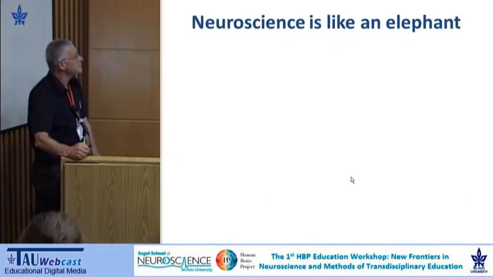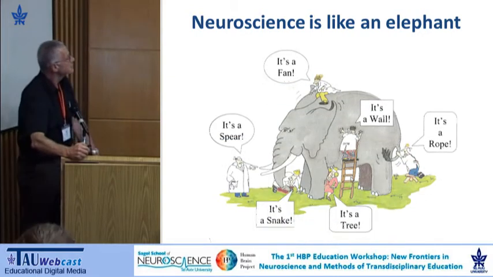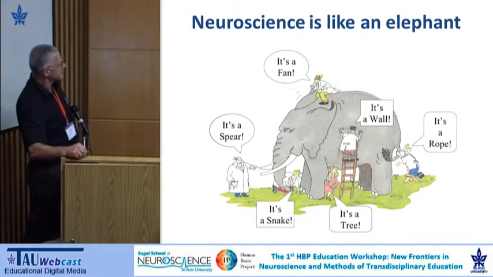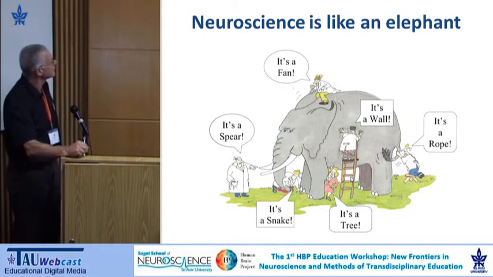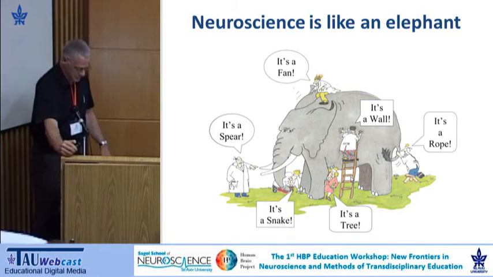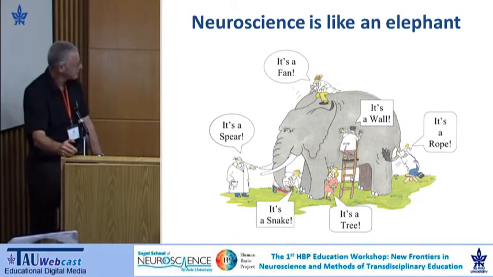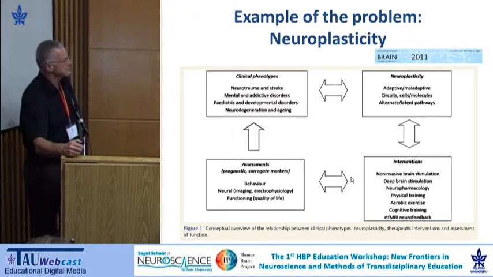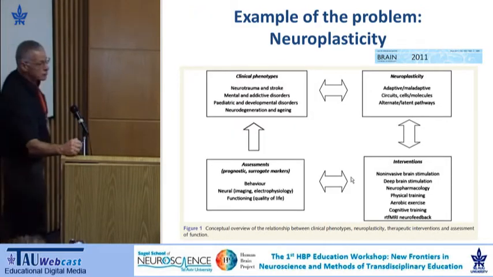And I would suggest that neuroscience is like an elephant. It depends where you look at it. It can be the rope, it can be a wall, it can be fun. And I think we cannot look at the traditional way that we have been used to look at elephants or at neuroscience. And just as an example, a simple example, let's take neuroplasticity.